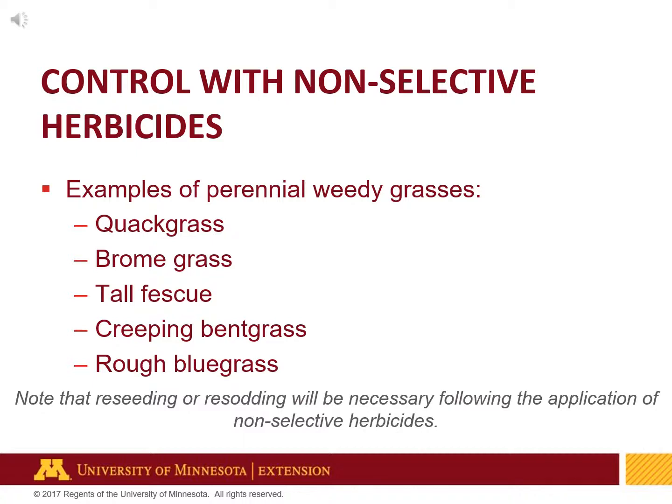Remember that a weed is simply a plant out of place. Tall fescue is an example of a commonly planted turfgrass species that can sometimes be an undesirable weed. Also remember, reseeding or resodding will be necessary following the application of non-selective herbicides.